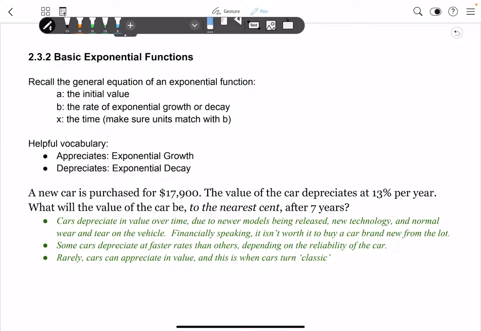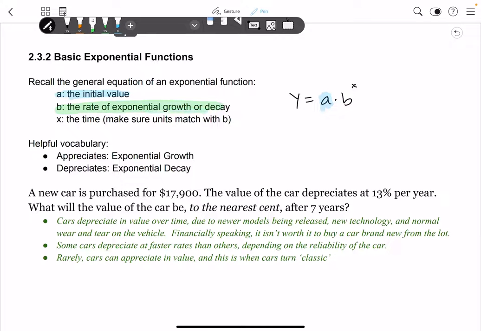So real quick, I'm going to remind us of our standard form for an exponential function, a times b to the x power. And let's define those variables. When we're writing our own function, a is going to be our initial value or our starting value. Remember that a also tells us the y-intercept, so that should make sense. The y-intercept is our starting point.